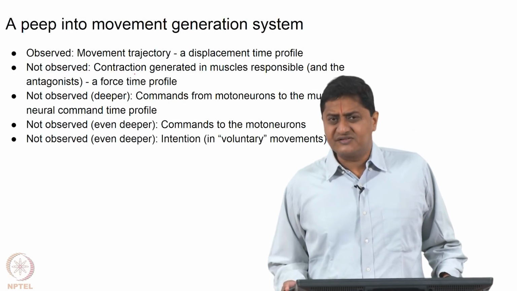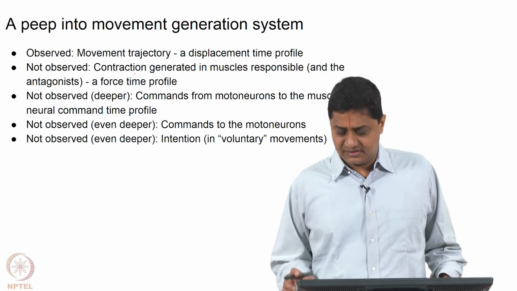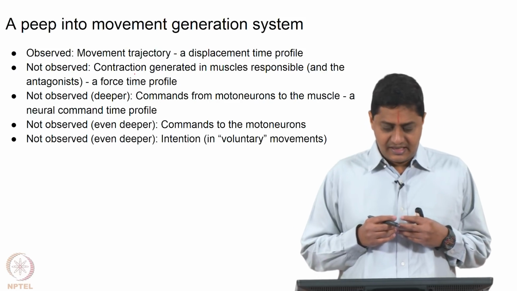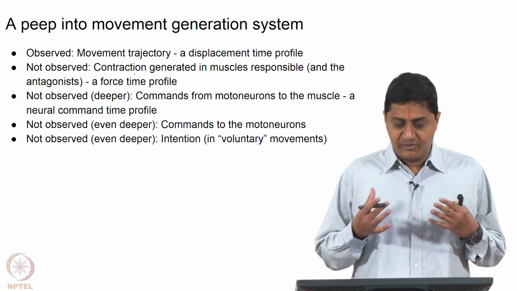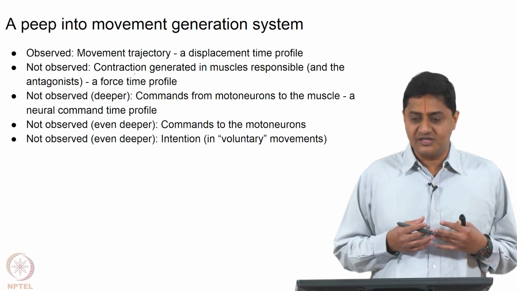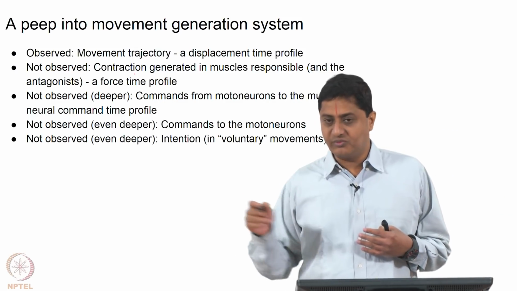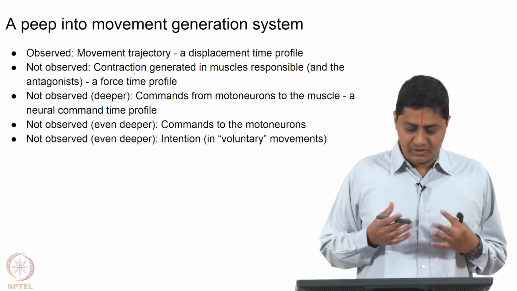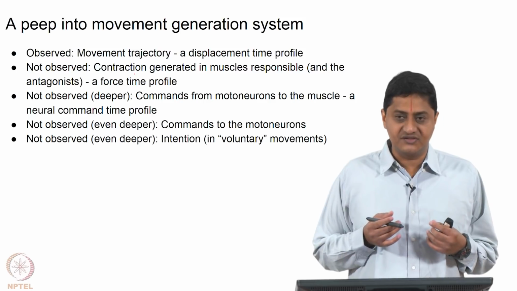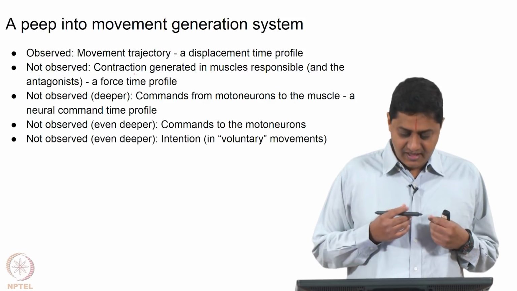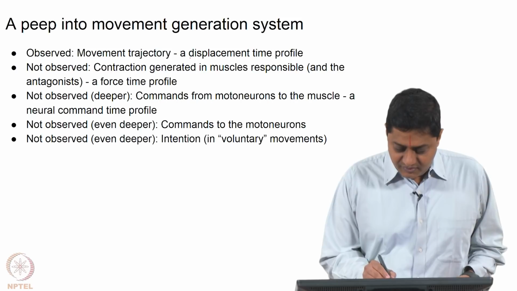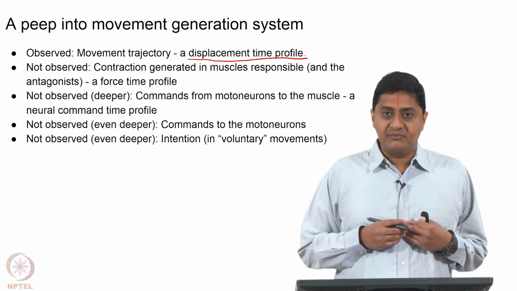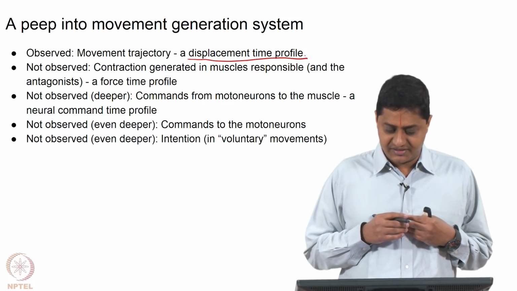So, to remind ourselves what is the problem under consideration, what is the goal in this course. We are observing human movements. So, what is observed is usually a movement trajectory. I am making that movement, so you are observing this trajectory. The only observable output of the central nervous system are actions, are movements. So, you are practically observing a displacement time profile. This is what you are observing, but how is this displacement time profile generated?